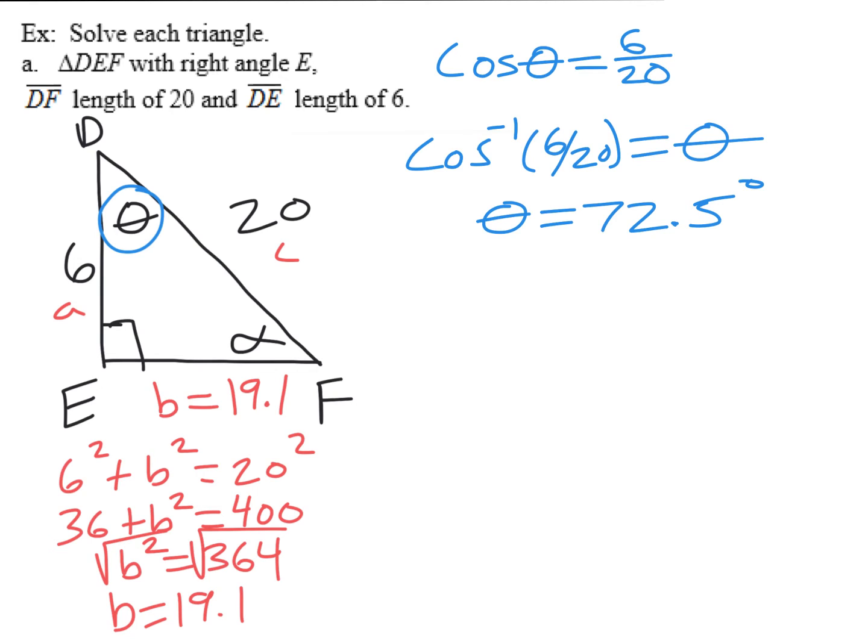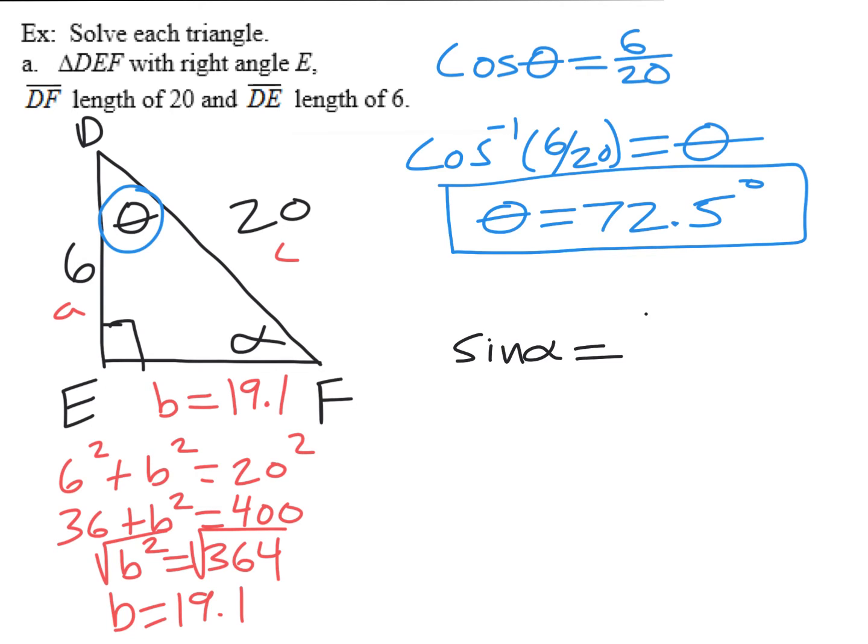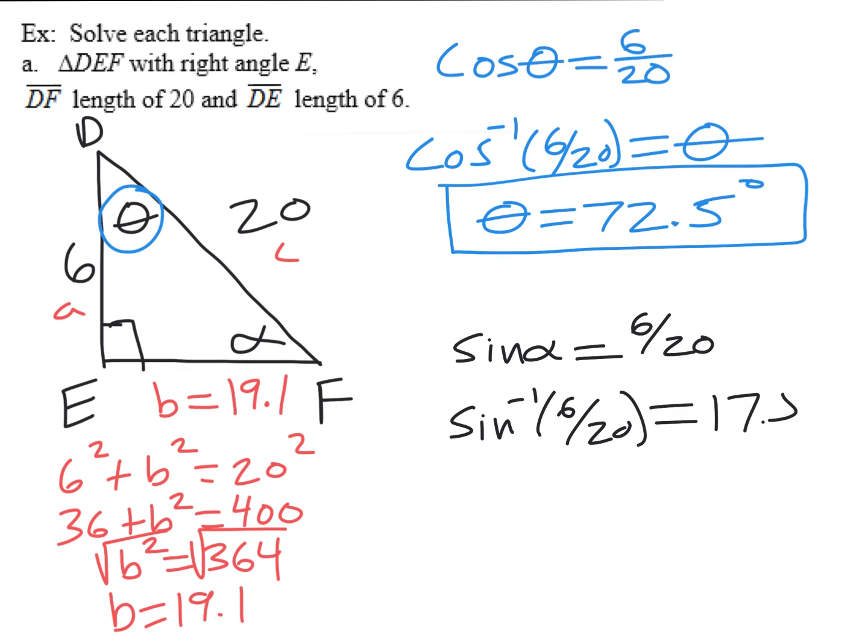We don't need to apply that rule ever in Chapter 8. We'll just take the one answer that the calculator gives us, and it's always going to give us one that's less than 90. A lot of different ways we could get alpha. I'm just going to say sine alpha is 20 over 6. Take that inverse, 17.5. There you go.